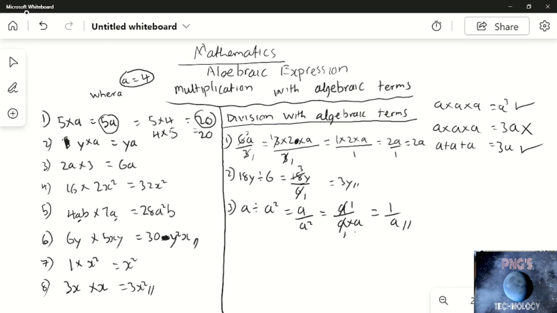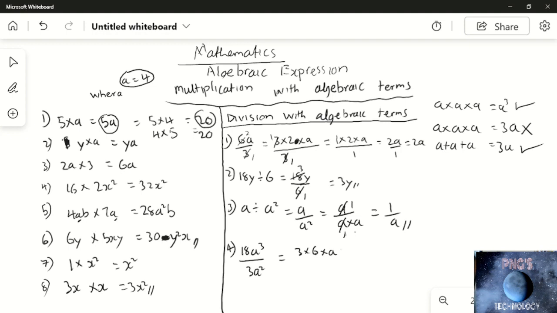Let's assume we're given another example, for example 4. This is looking like 18a cubed all over 3a squared. First of all, let's express this so that you'll be able to understand every move I'll be taking. 3 times what will give me 18? 3 times 6, right? So I can say this is 3 times 6.